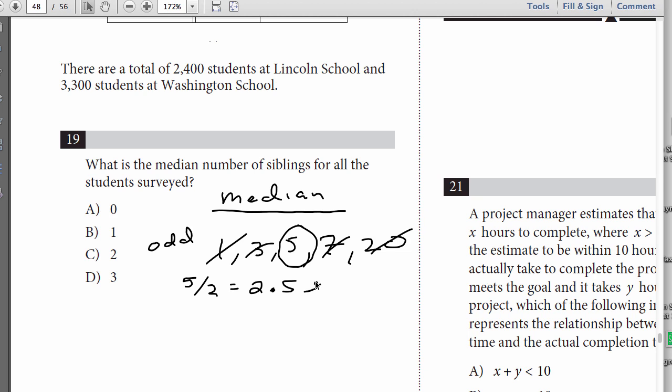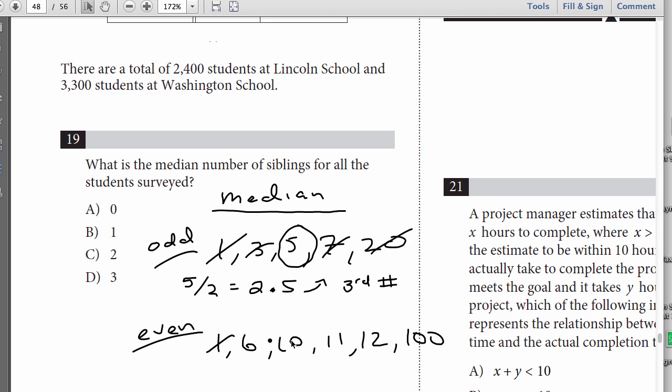And you just work your way up to the next integer. So the third number is going to be your median, right? 1, 2, 3, there's 5. So what about even numbers? Even numbers, 1, 6, 10, 11, 12, and 100.